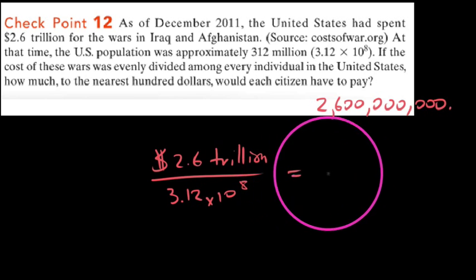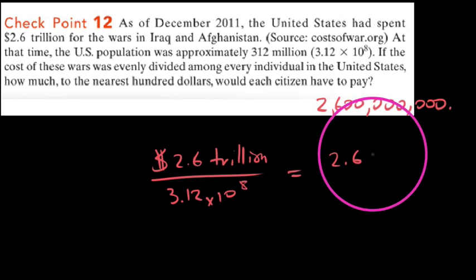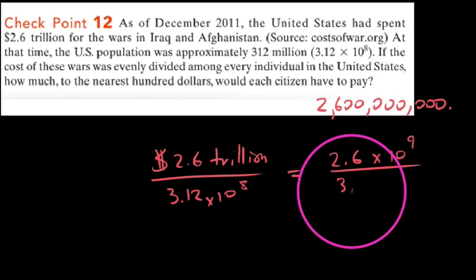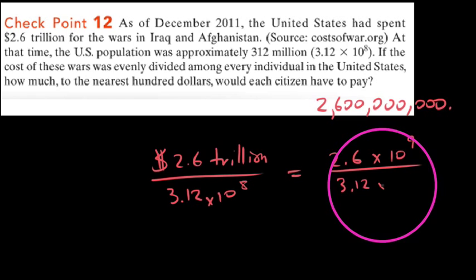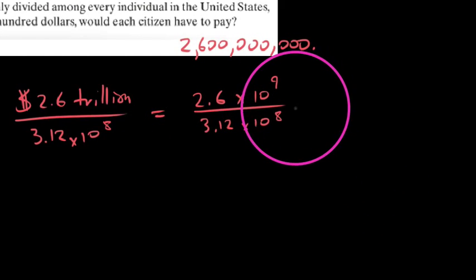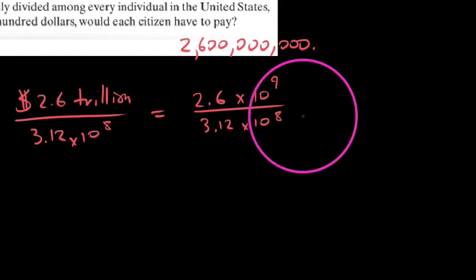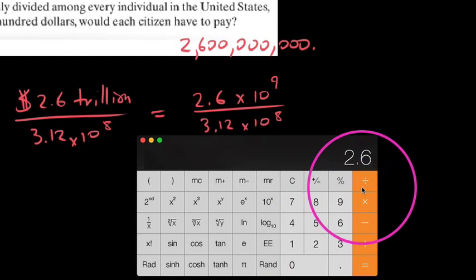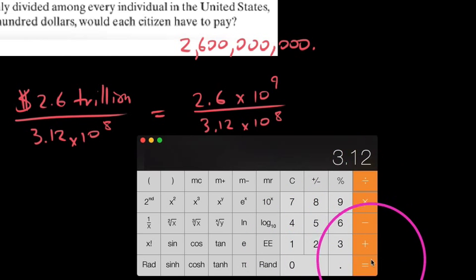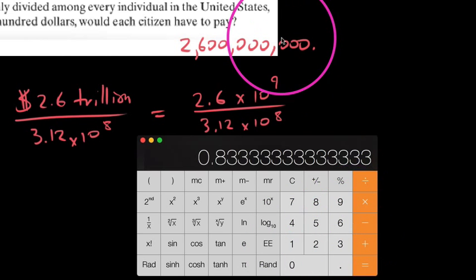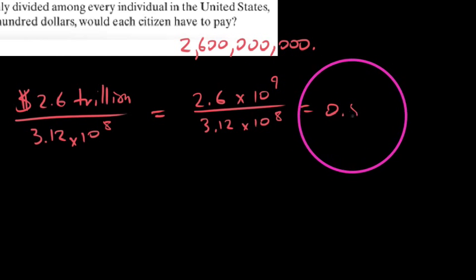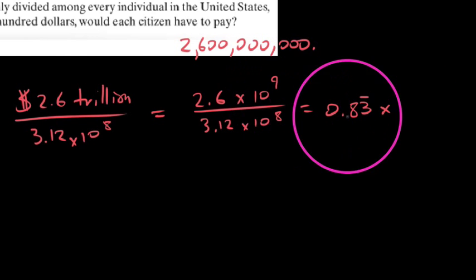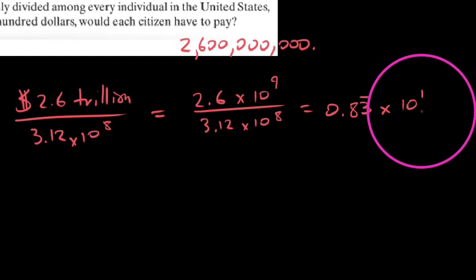If we were to rewrite this in scientific notation, really this is 2.6, and a good rule of thumb here is that a trillion is really just that times 10 to the 9th. So what we're going to do is divide this up amongst all 3.12 times 10 to the 8th citizens. How many dollars would each citizen owe, roughly? Again, we're going to need a calculator, but we can do this in pieces. We take our 2.6 divided by 3.12, and we get 0.83 repeating. I'm going to write that down. Then using our rules of exponents, 10 to the 9th over 10 to the 8th is 10 to the 9 minus 8, which is 10 to the 1.